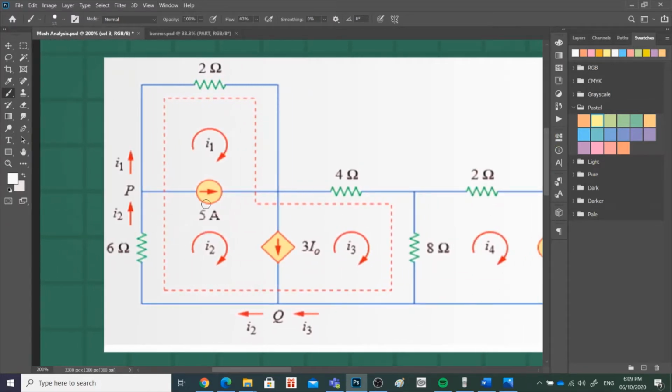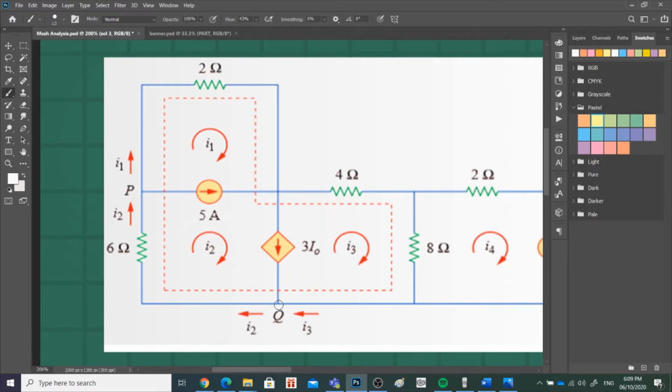So this is I sub 2. Let's say we have node P. I sub 2 goes upward, I sub 1 goes upward, and then this is the 5 amperes. So you make a node here, okay? You will get an equation of I1 and I2 in terms of the 5 ampere source.